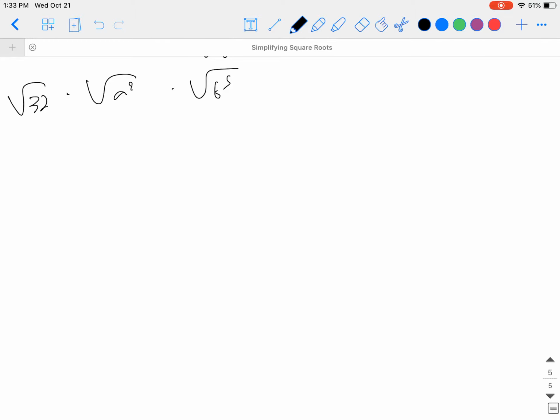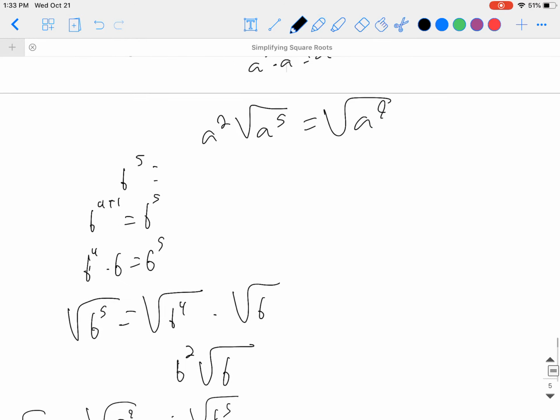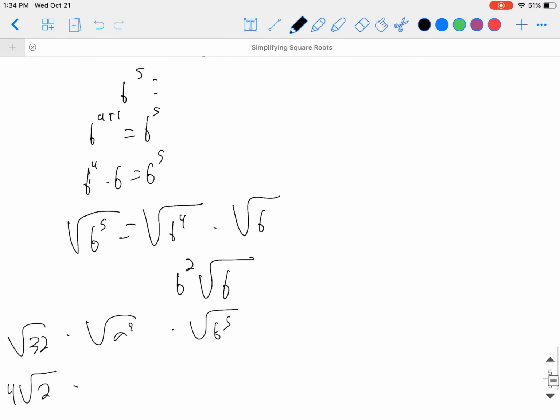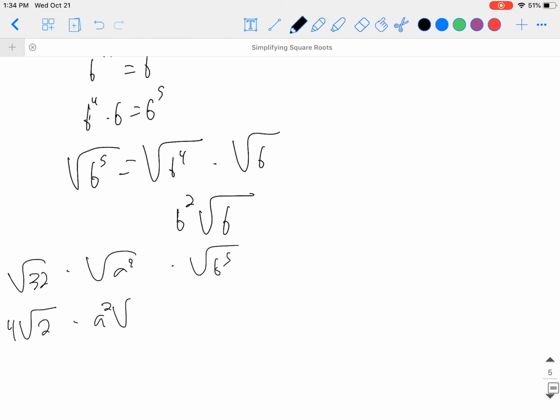So the square root of 32 equals 4 root 2. Square root of a to the 9th equals a to the 4th root a. Square root of b to the 5th equals b squared root b.